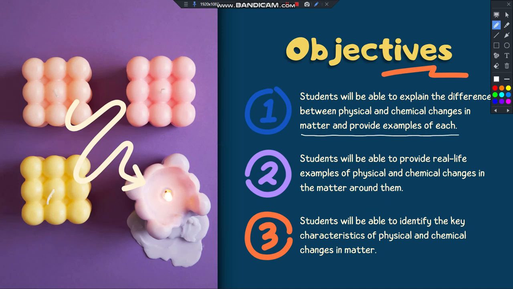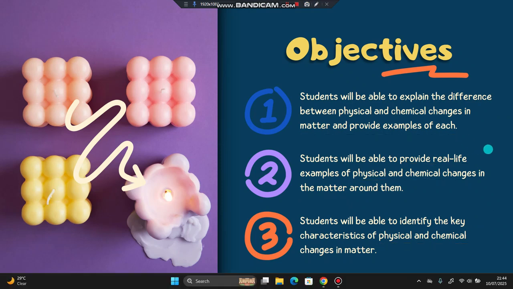The second learning objective is that you should be able to provide real-life examples of physical and chemical changes in the matter that surrounds you. The third learning objective is that you should be able to identify the key characteristics of physical and chemical changes in matter. These and more are the things that you will be able to do by the end of this video. So let's get right into what we're doing in this video.